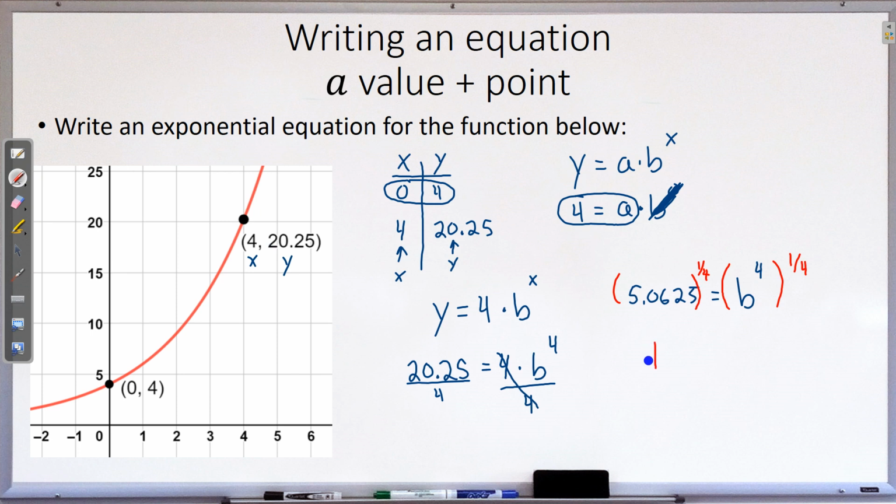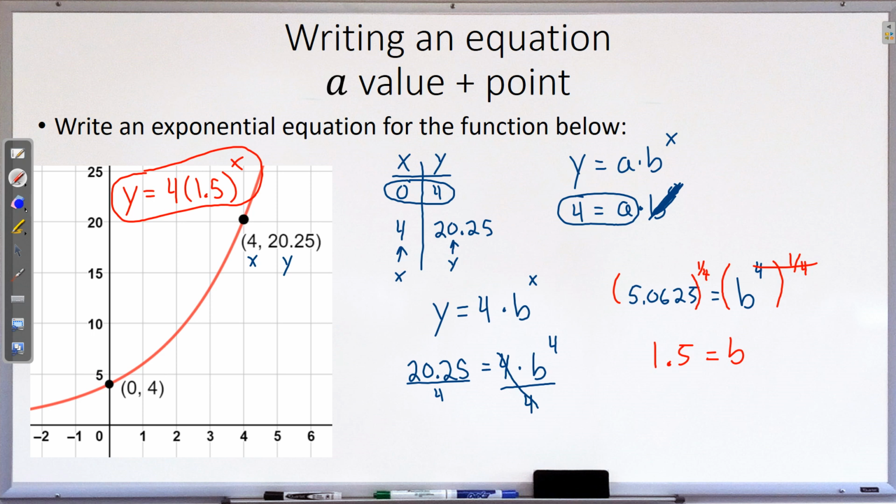So this side is 1.5 is equal to, that goes away, and we're left with b. So b is 1.5. So we now have the a value, and we have the b value, which is 1.5. I can finish off my equation. It is y equals, a is 4, and b is 1.5 to the power of x. So we just wrote our equation for this exponential function.